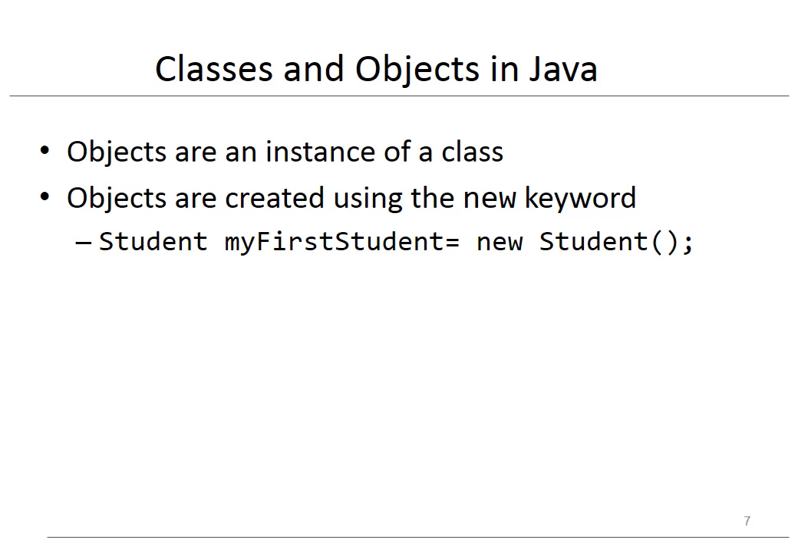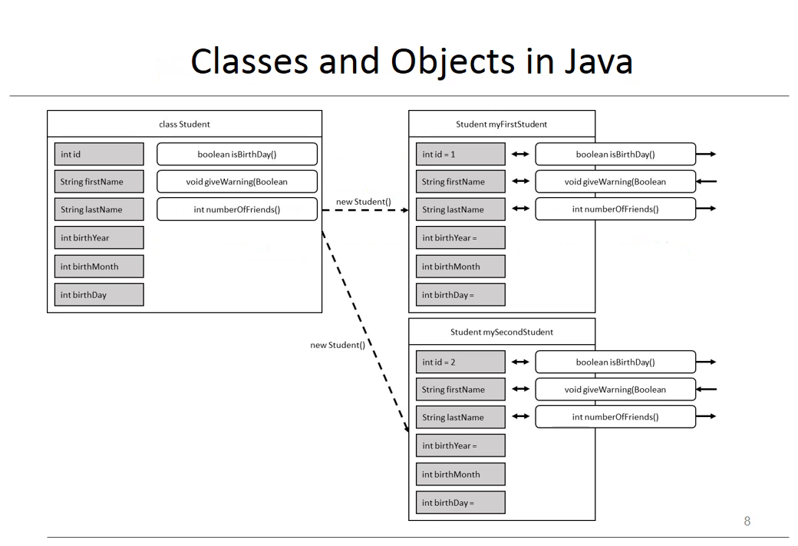This statement creates a new object, myFirstStudent. In other words, myFirstStudent is an instance of the class Student. You can create as many objects as you like, each with their own characteristics. Here you can see this illustrated. We created two student objects, myFirstStudent and mySecondStudent, using the keyword new.